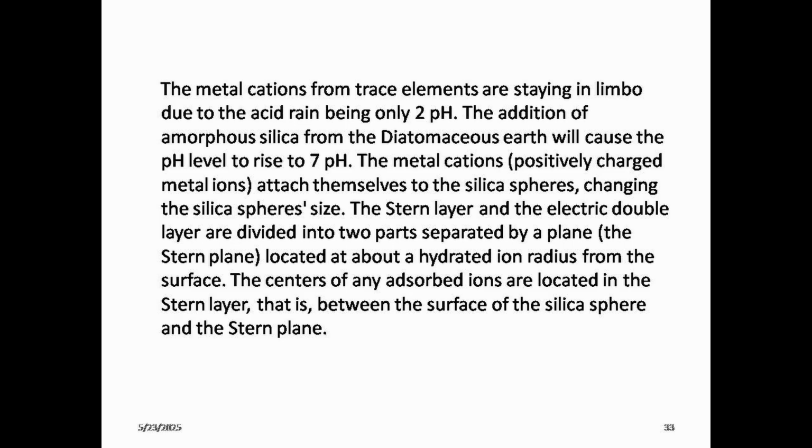The stern layer and the electric double layer are divided into 2 parts separated by a plane, the stern plane, located at about a hydrated ion radius from the surface. The centers of any adsorbed ions are located in the stern layer, that is, between the surface of the silica sphere and the stern plane.